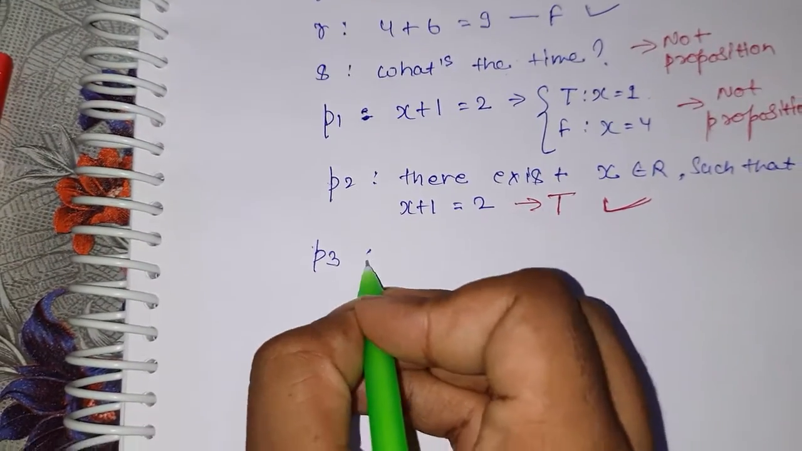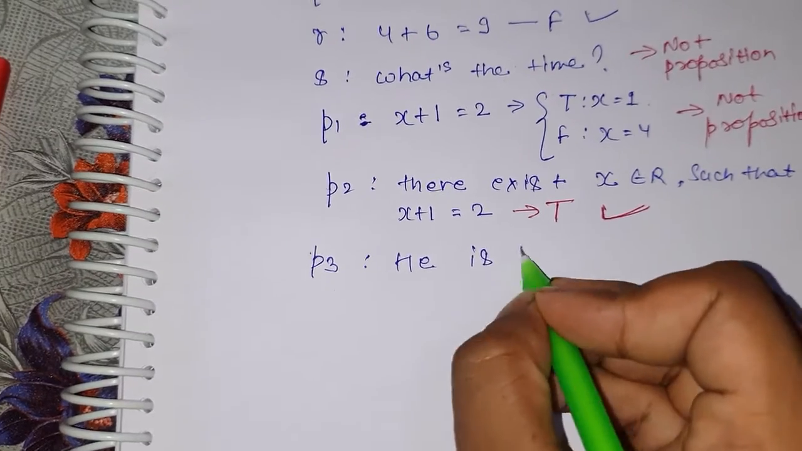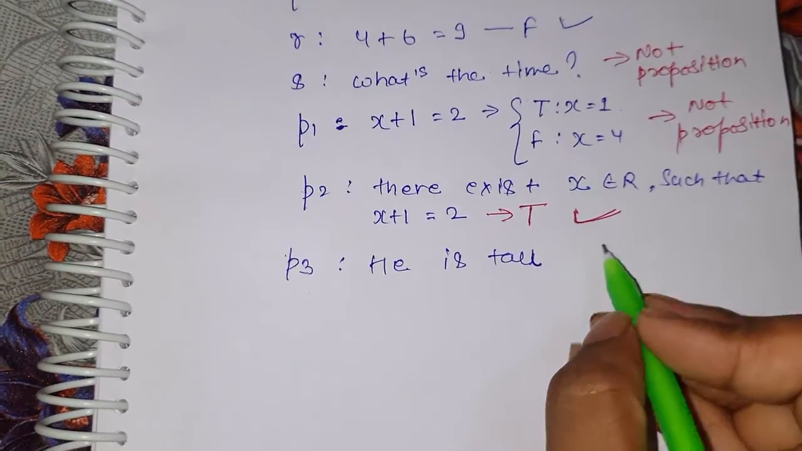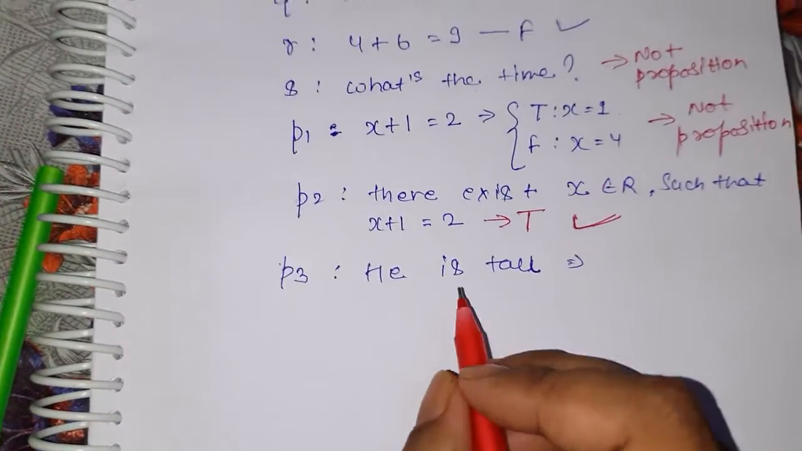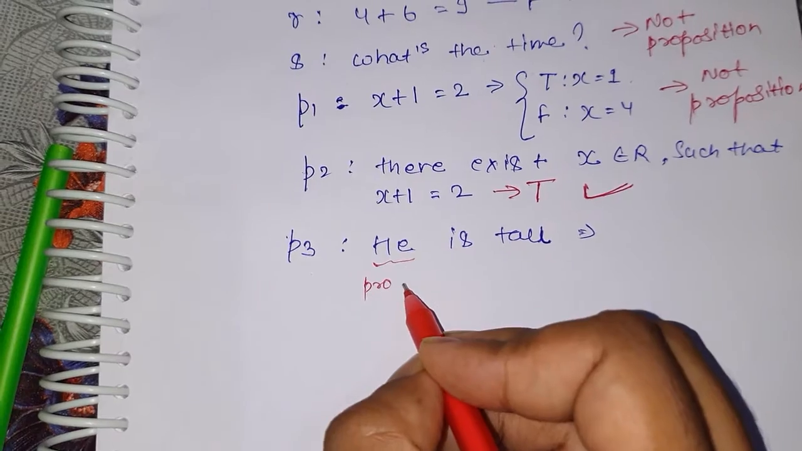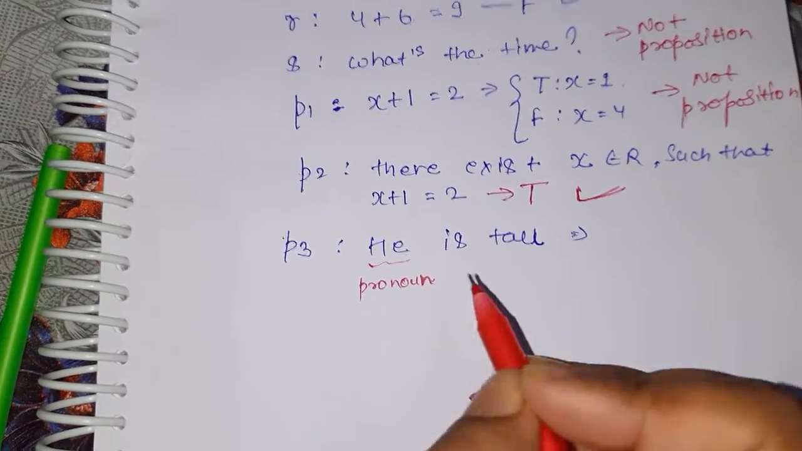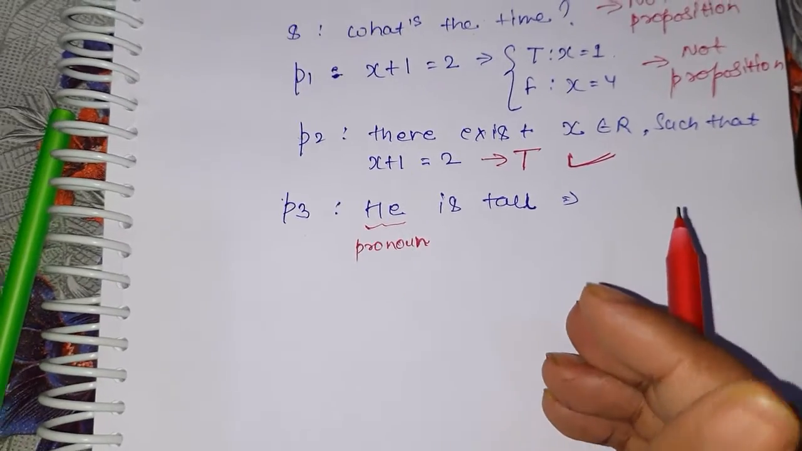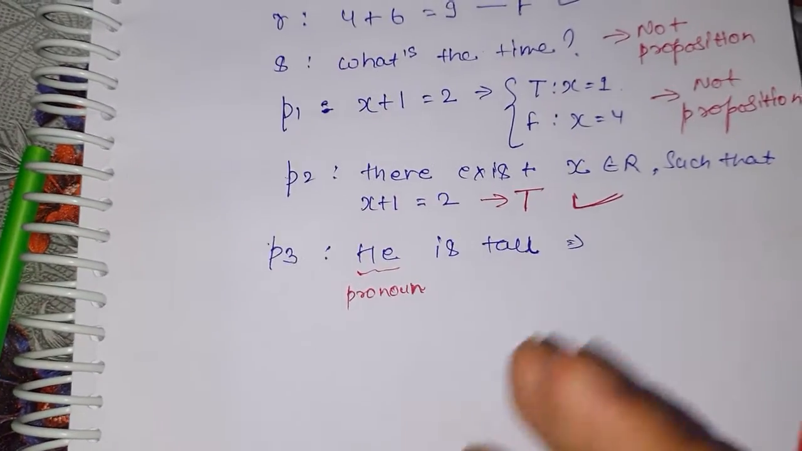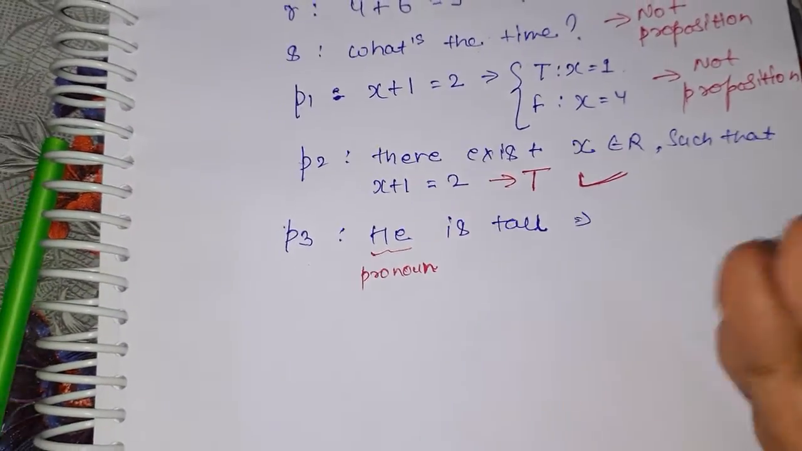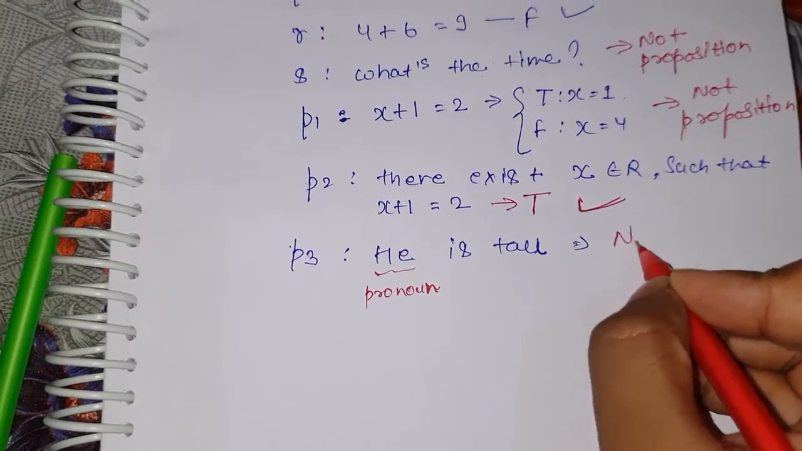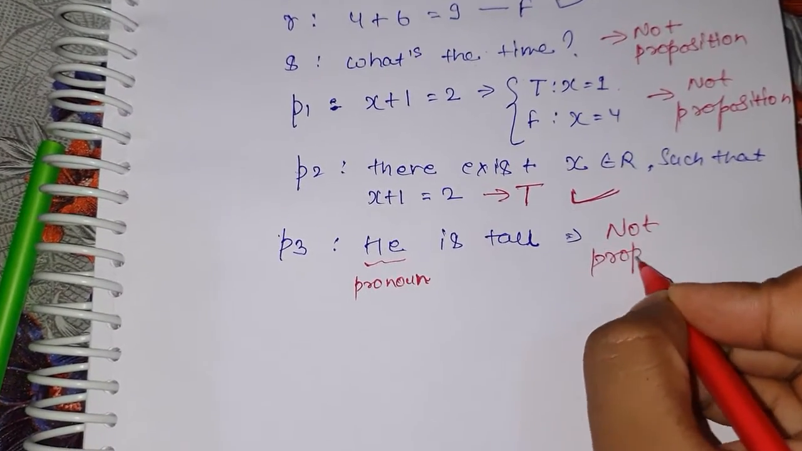Our next example is: he is tall. We cannot answer this in true or false, because he is a pronoun, and we are comparing him with whom? For a shorter person, he is tall, and for a much taller person, he may not be tall. So this statement is not a proposition.